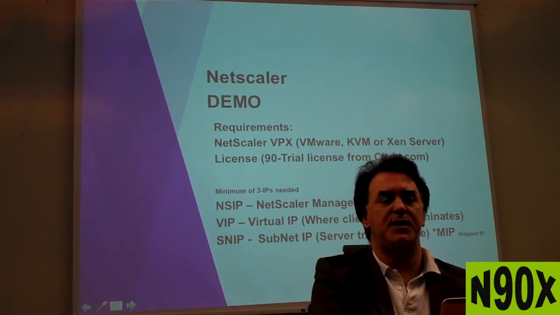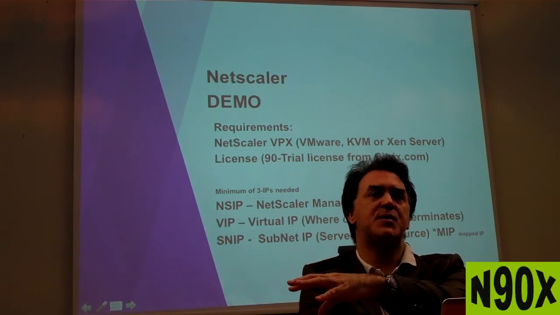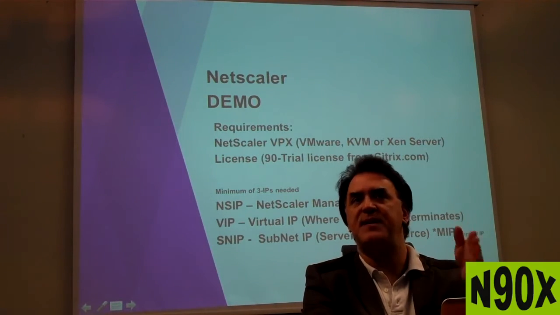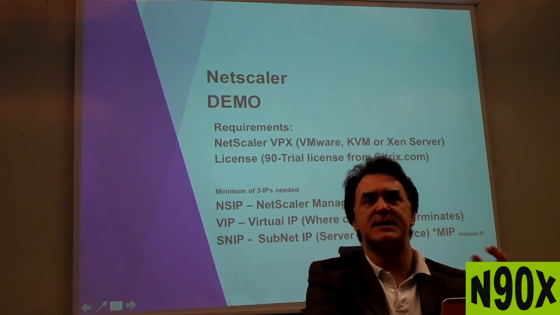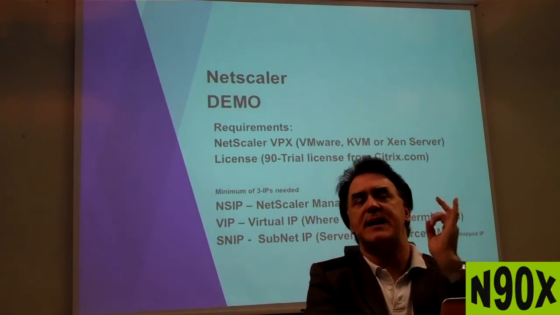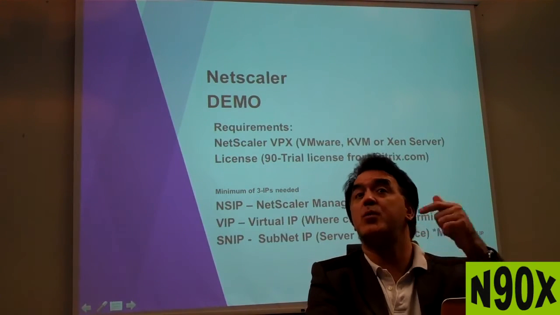To utilize it, you're going to create a virtual IP or VIP. This is where client traffic is going to terminate, right? So instead of going directly to the server, they're going to terminate on the NetScaler on a VIP, a virtual IP. And then you need a subnet IP. This is the IP address on the NetScaler that talks to the backend. So this is the IP address that the server will see.